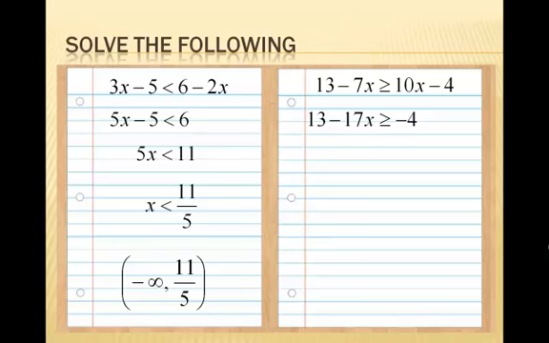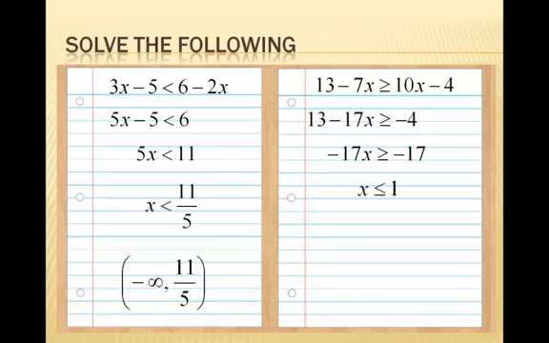All right, so it looks pretty good. Now that we have a single x, let's isolate it. We'll start by subtracting 13 from both sides. And that'll give us negative 17x is greater than or equal to negative 17. All right, we're almost home free. Lastly, let's divide both sides by negative 17.